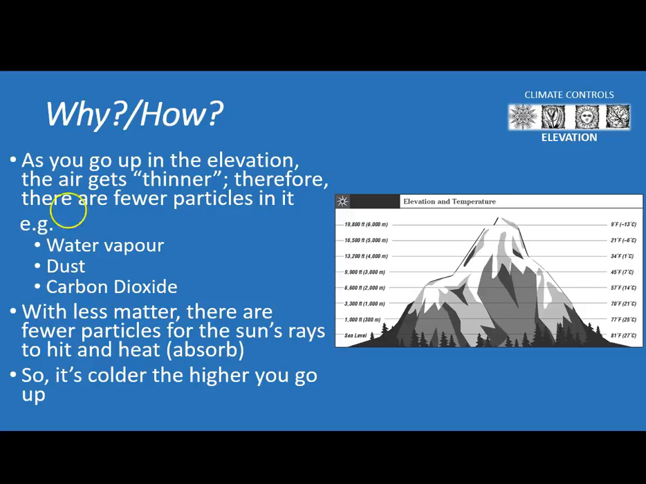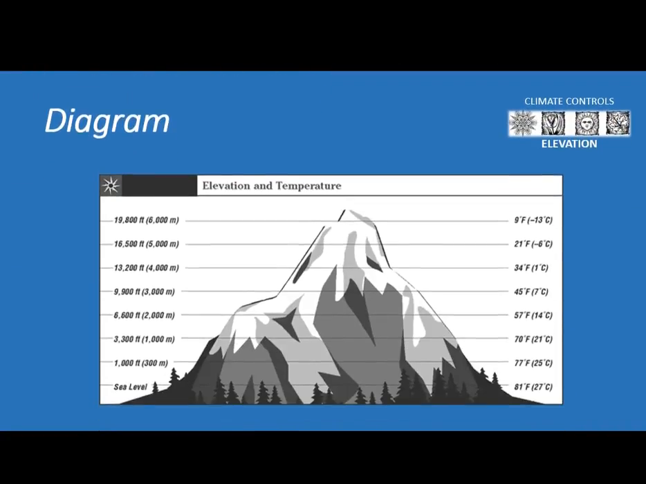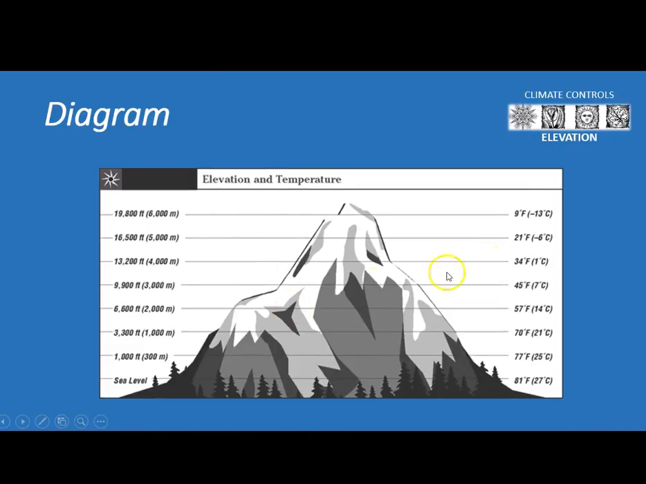The way we've written it here in our notes is with less matter or less particles in the air, there are fewer for the sun's rays to hit and to heat as you go higher in elevation. And so in a very rudimentary, very simplistic way to explain it, it is colder the higher you go because there are less particles in the air for the sun's rays to hit and to heat.